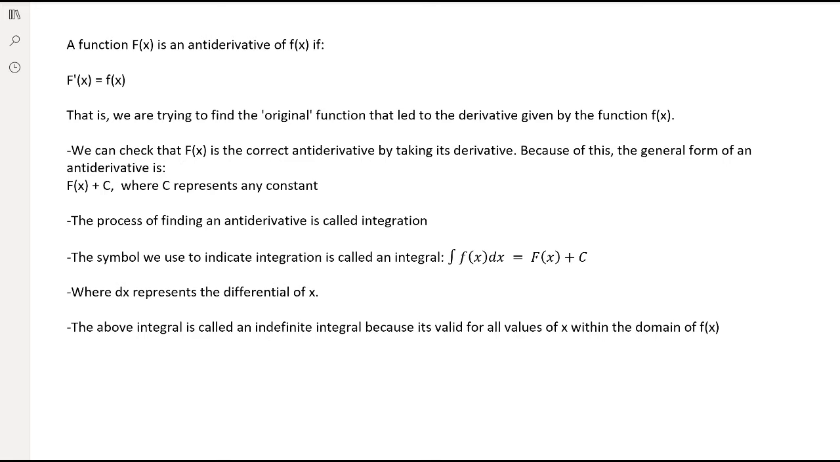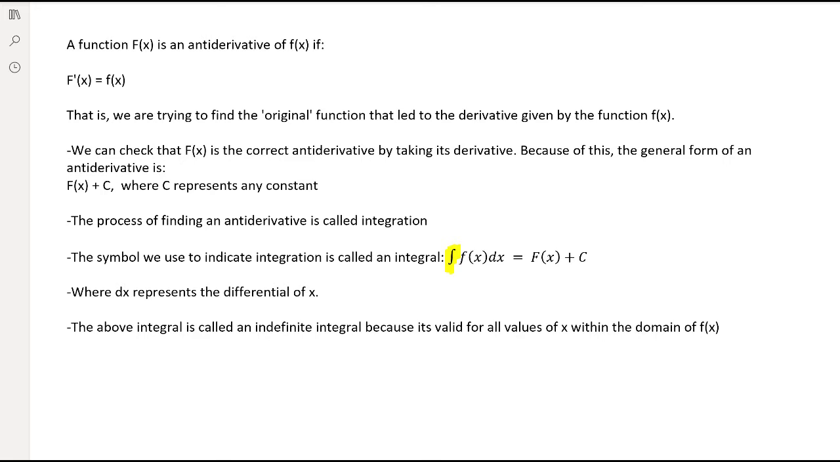So what we're trying to find in this first section is all possible functions which have the derivative given by little f of x. The process of finding an antiderivative is called integration. When we take a derivative, we call that differentiation. When we find the antiderivative, it's called integration. The symbol we use to denote integration is the integral symbol, that curly looking symbol I just highlighted.